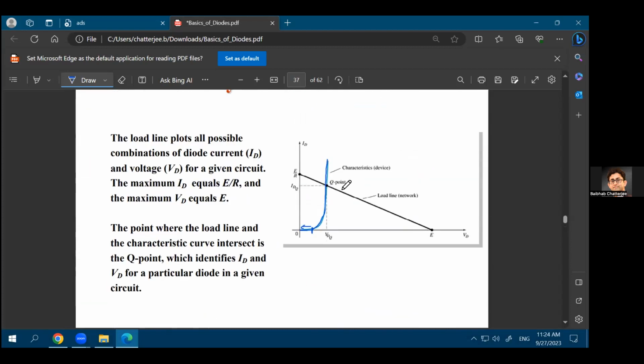Now what the load line is saying is that you draw the characteristic of the diode, and at the same time, you draw the characteristic of currents and voltages. This is VD, the voltage across the diode, and this is ID, the current through the diode. If you have zero voltage across the diode, you will have E divided by R, that is the amount of current flowing through the circuit.